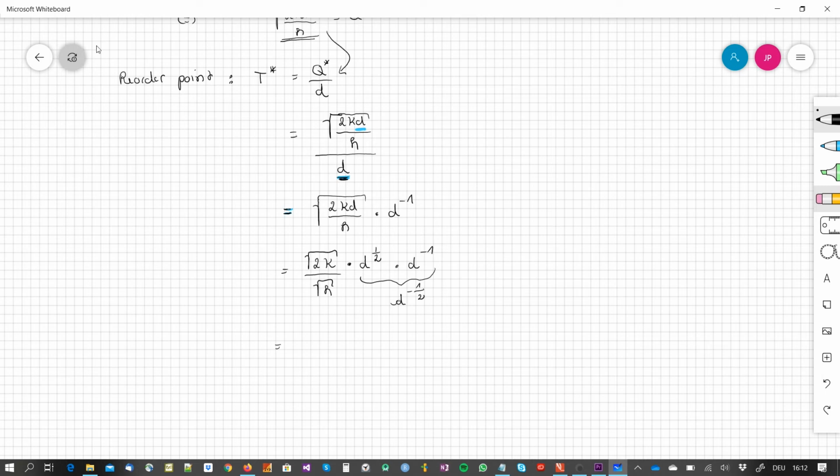And this we can rewrite then. I put this back in the square root, so our D would be 1 divided by D, and we can put this together in one single square root. So this would be 2K divided by H multiplied by D. And this is our optimal reorder point.